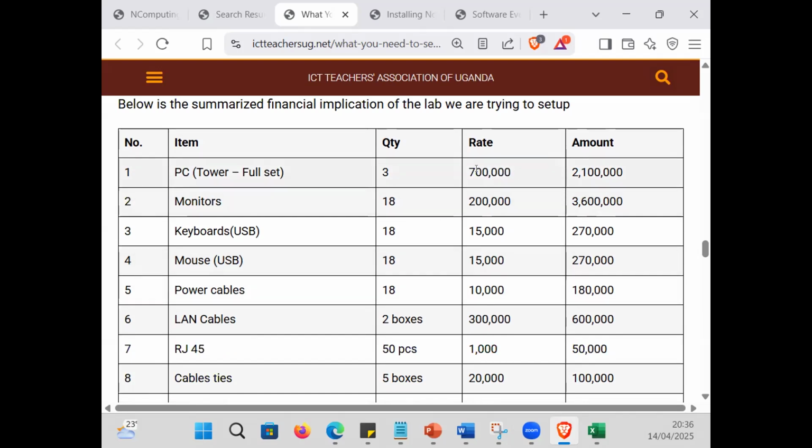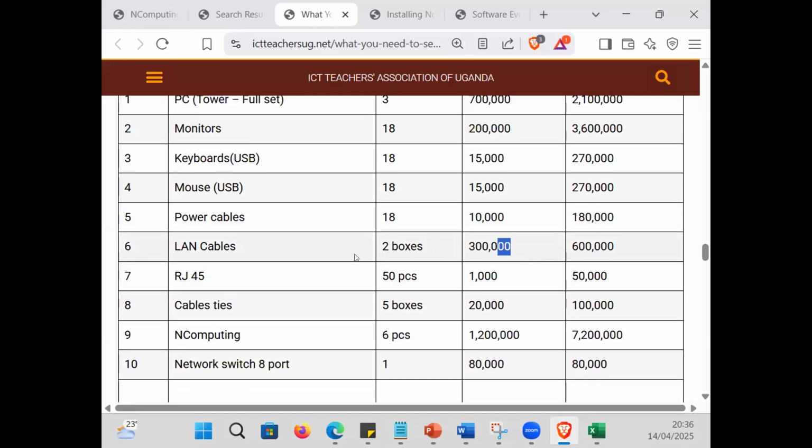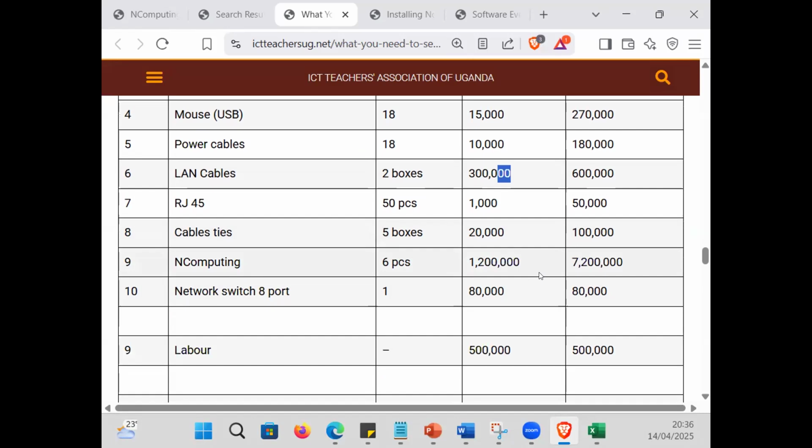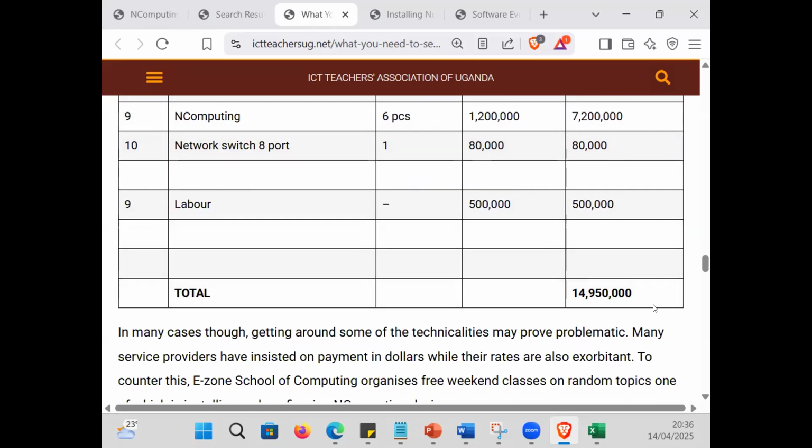But in this case, a refurbished tower was at 700, but I think we can, members will let me know what you think, whether we can get something good at that price. The monitors, by then, 18 monitors, each one 200,000. Keyboards was this, LAN cables for networking, cable ties, and then computing, 6 pieces was this, and then labor was 500, and the total budget was 17. So this would make a lab.